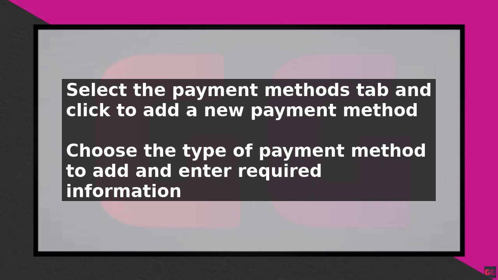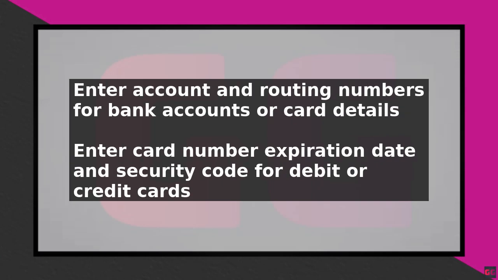For example, if you are adding a bank account, you will need to enter your account and routing numbers. If you are adding a debit or credit card, you will need to enter the card number, expiration date, and security code. Once you have entered the required information, click Continue to review the details of your payment method. Make sure all the information is correct and then confirm that you want to add the payment method.